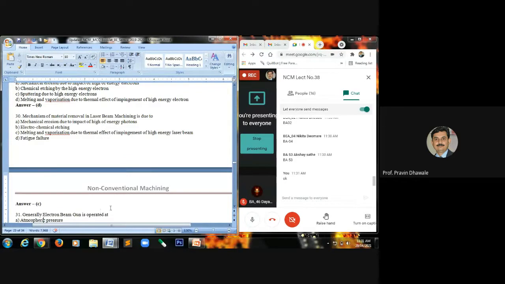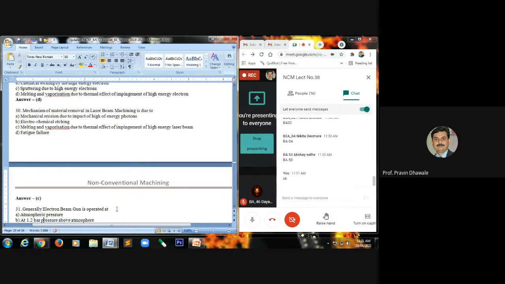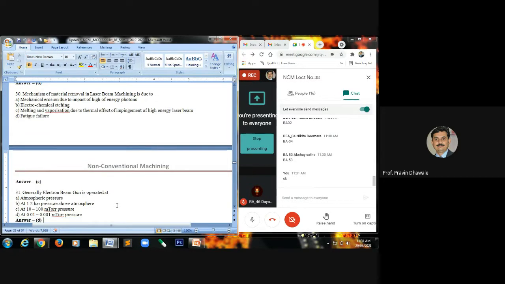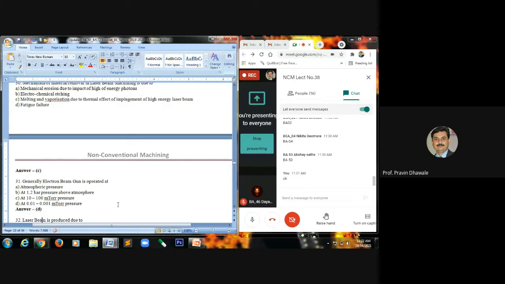Generally electron beam gun is operated at atmospheric pressure, at 1.2 bar above the atmosphere, at 10 to 100 mTorr pressure, at 0.01 to 0.001 Torr pressure. What will be the correct option? 0.01 to 0.001 Torr. That was the unit of pressure.